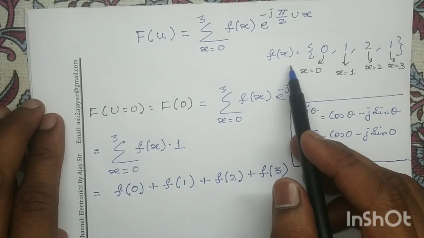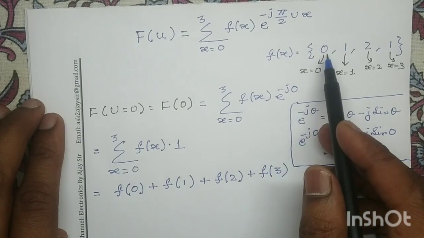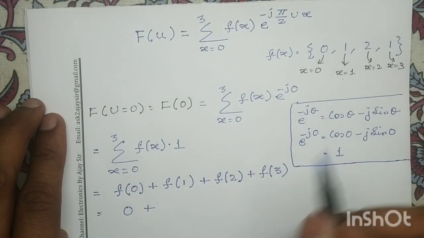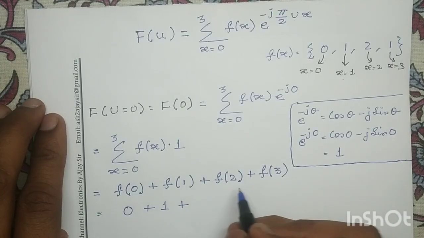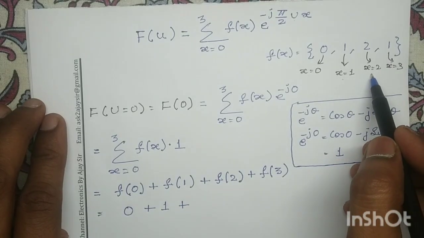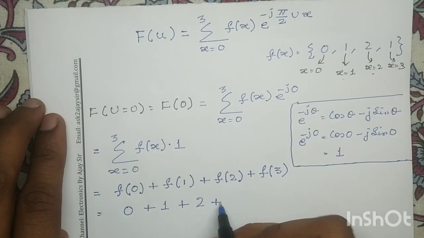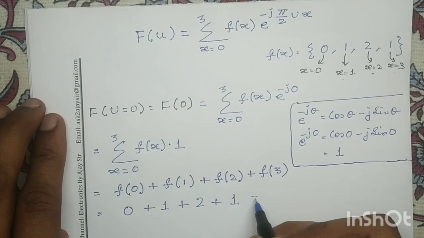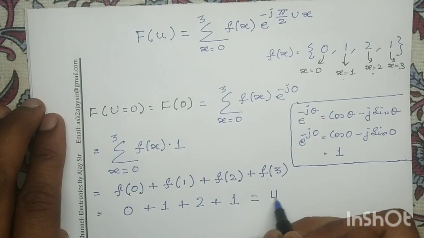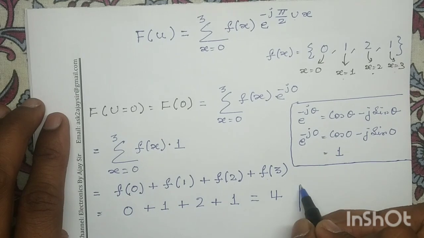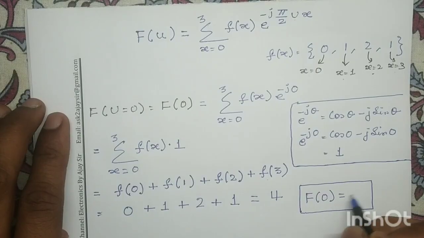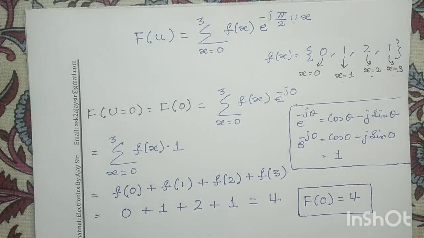Now in the given input signal, f at x equals 0, that is f of 0, is 0. So here I will write 0. F of 1, that is f at x equals 1, is 1. F of 2, that is f of x at x equals 2, is 2. And f of 3, that is f at x equals 3, is 1. So 1 plus 2 plus 1 becomes 4. So we have obtained f of 0 equals 4.